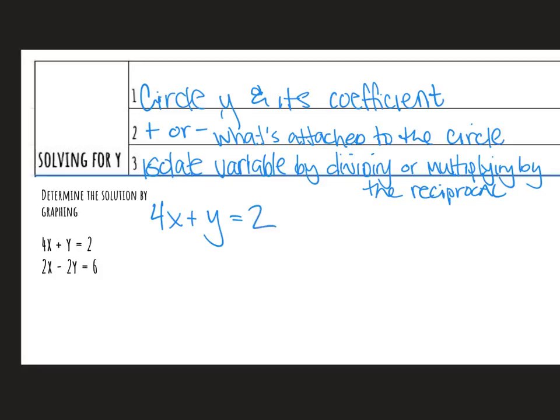Some of you don't need my help. You can go through these examples on your own. But for everybody else, I'm going to walk you through it because like I said before, it's been a while. I'm going to circle the y. Its coefficient is a 1. You want to make sure you get the sign in your circle as well, okay?